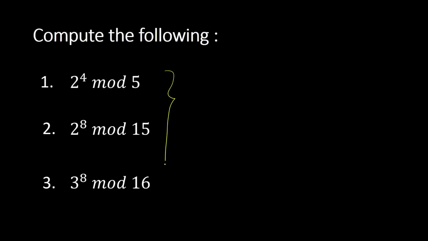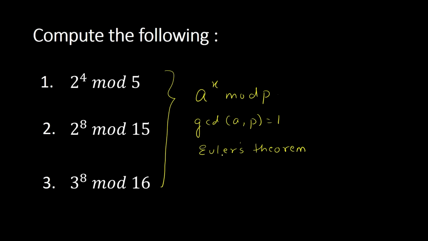When you get such kind of questions of the kind a raised to x mod p, first step would be you will check if GCD between a and p is equal to 1. If GCD between a and p is 1, then immediately it should click us that we can use Euler's theorem. So what does Euler's theorem state? That a raised to the Euler totient of p mod p can be replaced by 1.